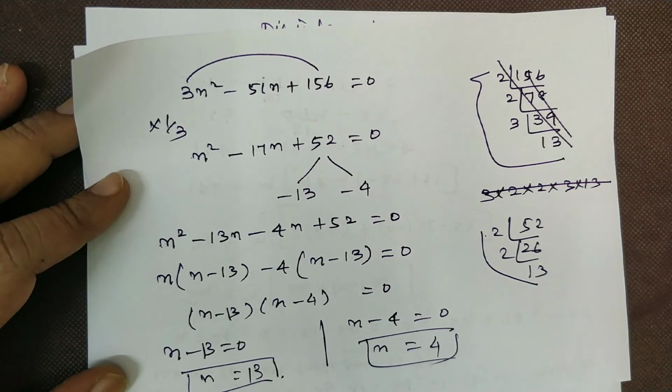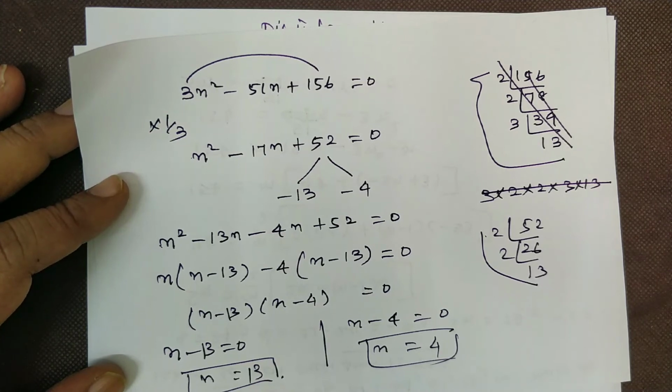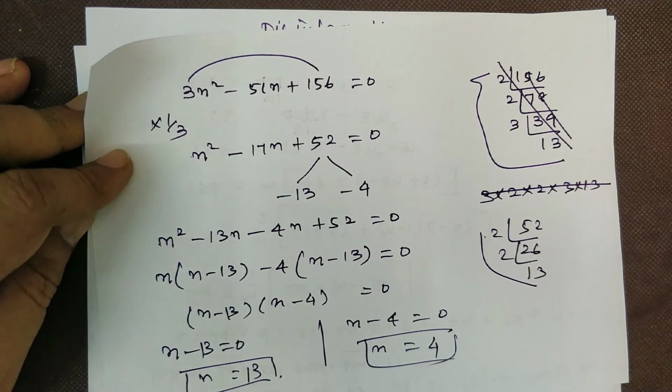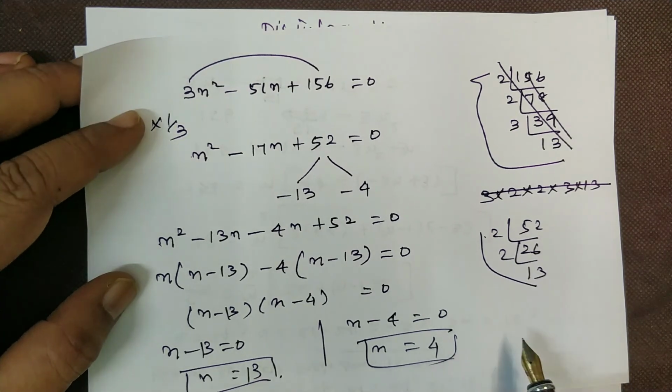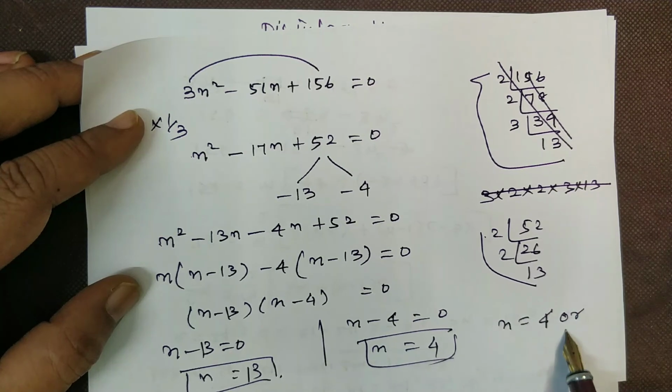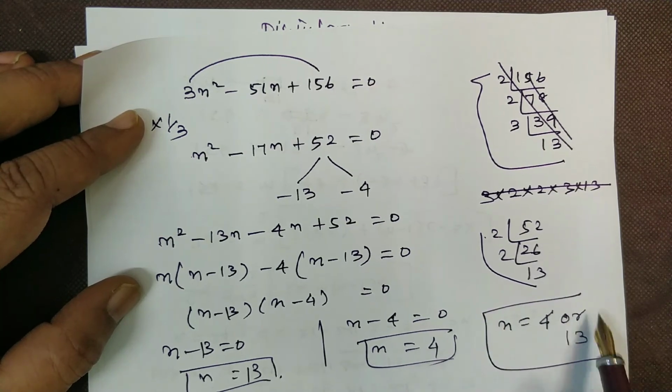Okay. So the values of n admissible are 4 or 13. Okay. So the total number of terms may be either 4 or 13. So this is the answer. Okay.